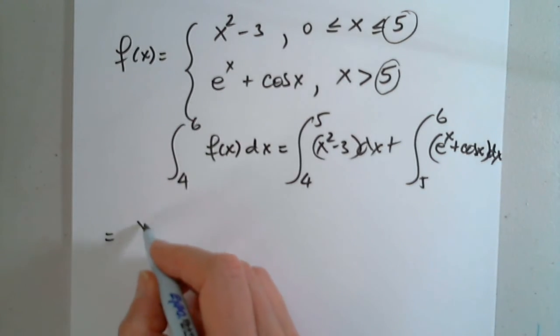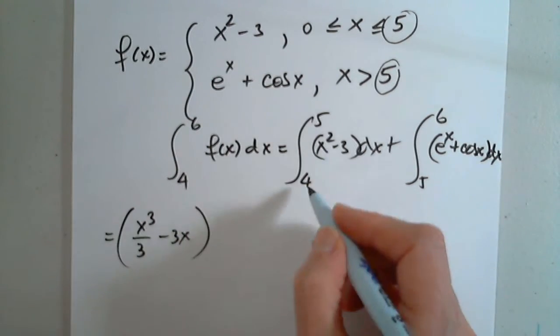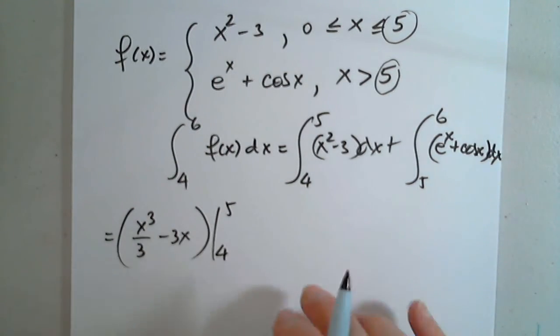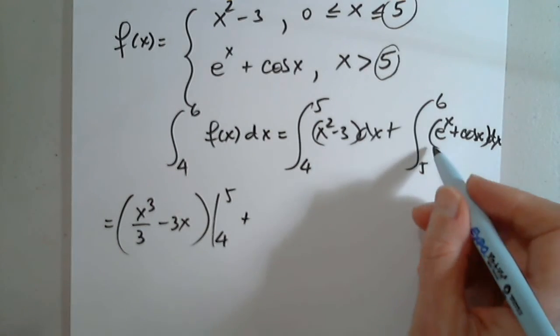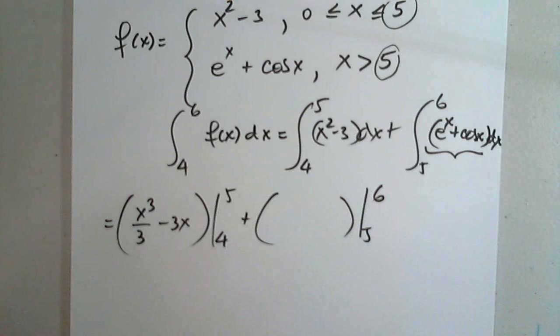Anyone? x to the third over 3. Of course. And minus 3x, evaluated from 4 to 5. Excellent. So can anyone give us the antiderivative of this? That will be evaluated from 5 to 6.